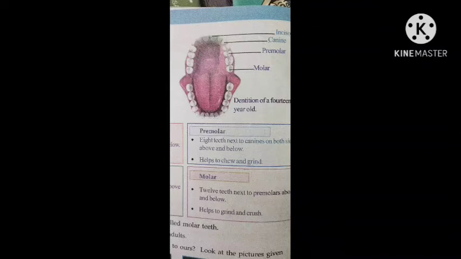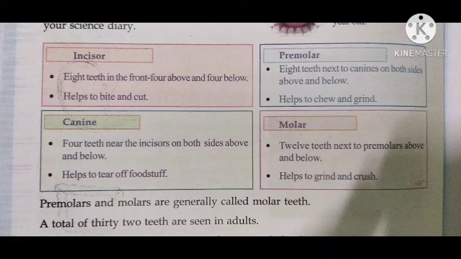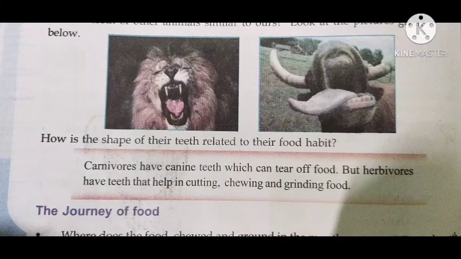Then there are 4 types of permanent teeth: incisor, canine, premolar and molar. Note down the number. Then carnivores have canine teeth which can tear off food. Okay, but herbivores have teeth that help in cutting, chewing and grinding food. Which teeth? That is incisors.